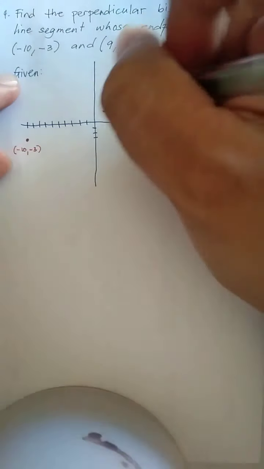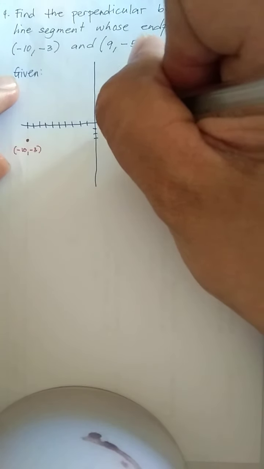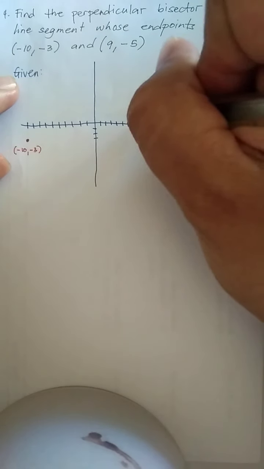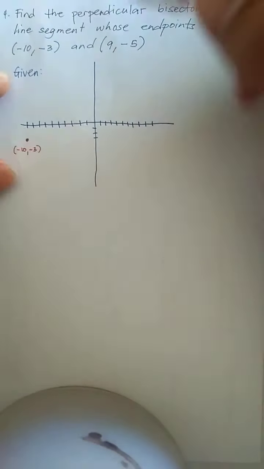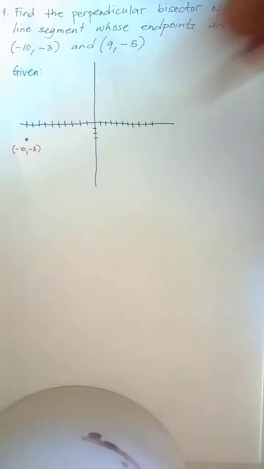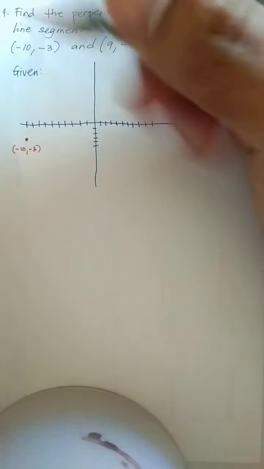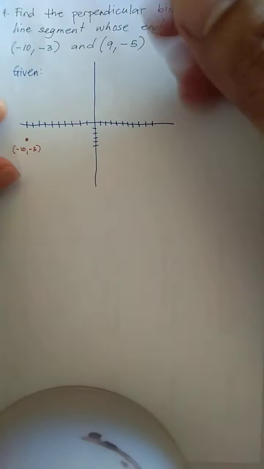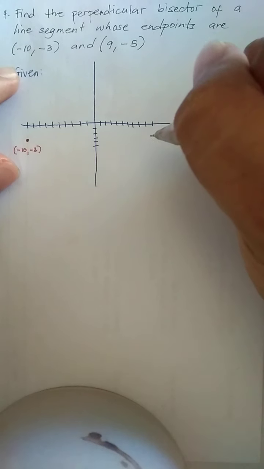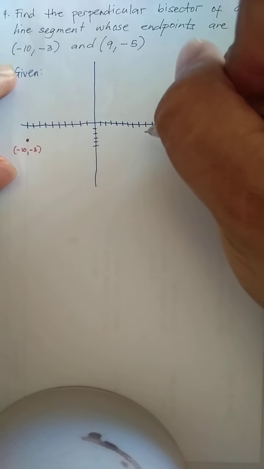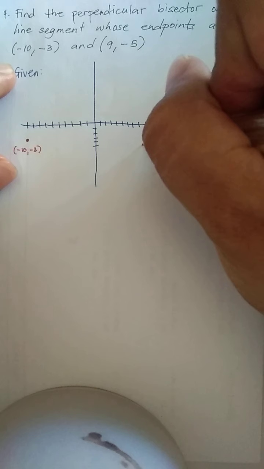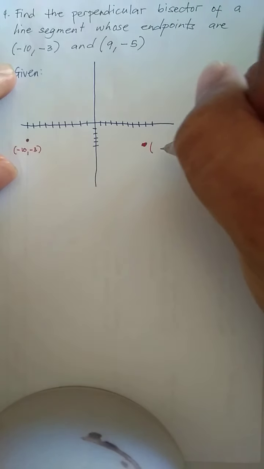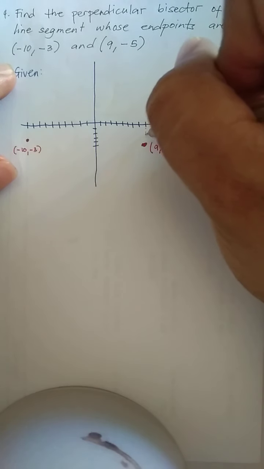Okay, so 1, 2, 3, 4, 5, 6, 7, 8, 9, 10. Oops. -5. Okay. I mentioned 10 before, so I have an excess of 1. So this point around here is (9, -5). And let's align it here.